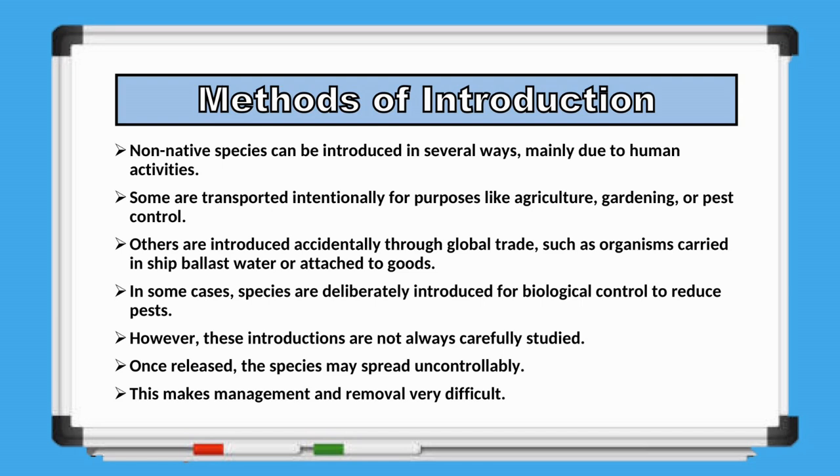There are several ways non-native species are introduced. Some are brought intentionally for agriculture, gardening, aquaculture, or biological pest control, while others arrive accidentally through international trade, transport, or shipping, such as organisms carried in ballast water or attached to imported goods. In some cases, species are released to control pests, but if proper ecological studies are not carried out beforehand, they can spread beyond control. Once established, invasive species are often extremely difficult to remove or manage.